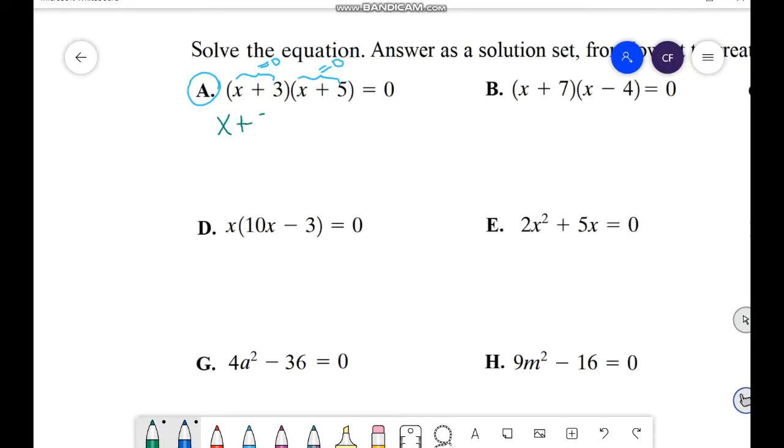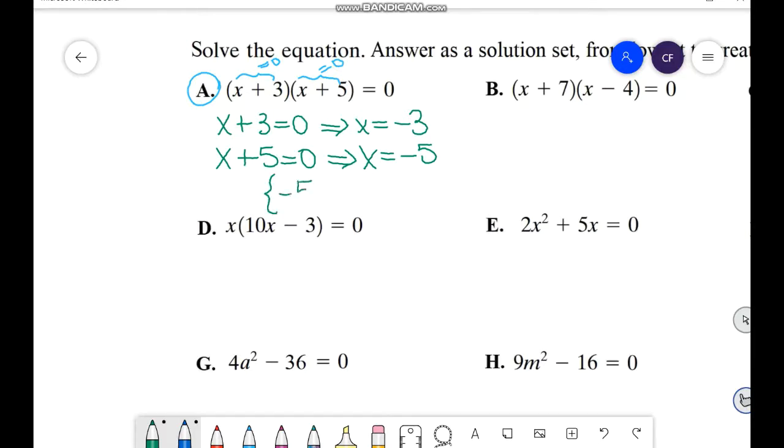x plus 3 equals 0, so you need to have x equals negative 3, right? To make this 0. And x plus 5 equals 0, so you need to have x equals negative 5. The solution set is going to be brackets or braces, negative 5 and negative 3. This is the solution set.